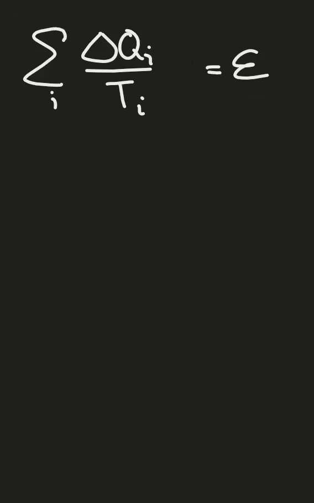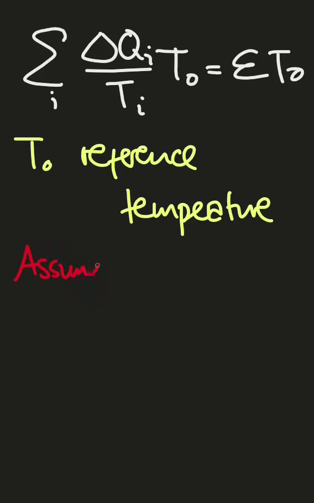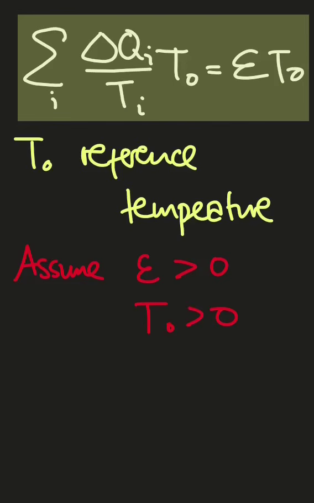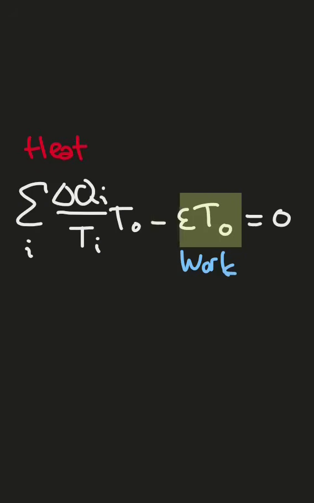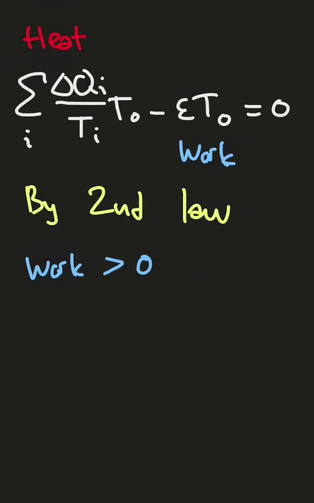Here, we multiply both sides by T0, the reference reservoir temperature, and assume that both epsilon and T0 are greater than 0. So to compensate this equality, we need to give work to make these engines become Carnot engines. That means this term is about heat and this term is about work to compensate the Carnot engines. And by the second law, the work term here needs to be positive because we need to add work to compensate the system.